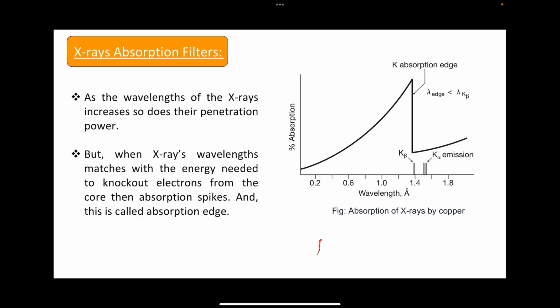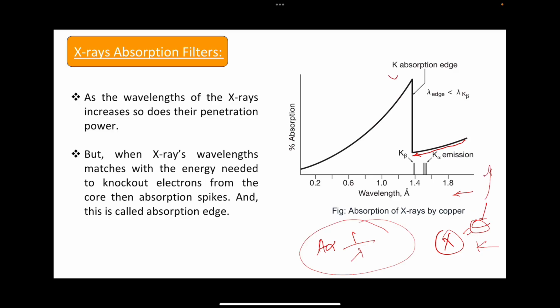If we're talking about the absorption of X-rays by a particular metal or substance, as we all know, the absorption is inversely proportional to the wavelength. As the energy of the X-rays increases, so does their penetration power, and hence the absorption decreases. As we can see here, this is the absorption spectrum of X-rays for copper. As the X-ray wavelength decreases, so does the absorbance. But there comes a point where the energy of the X-ray equals the energy required to remove an electron from the innermost shell, the K shell. At that time, the electrons in the K shell absorb the energy and get ejected out.